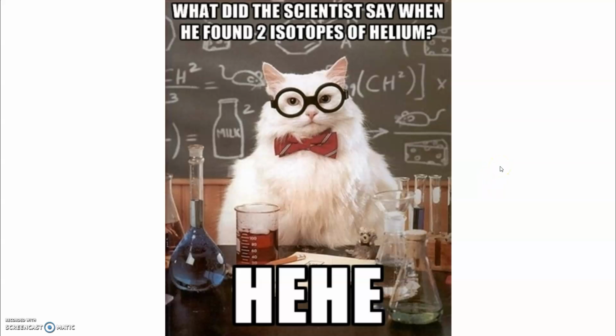A little chemistry humor for you. What did the scientist say when he found 2 isotopes of helium? Get it? Because helium's symbol is He, and there are 2 isotopes, so it's 2 symbols. Okay, cool.